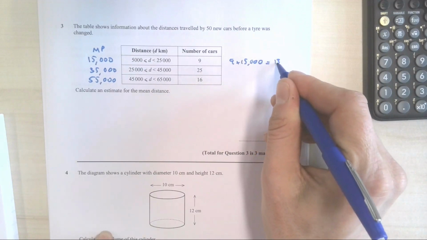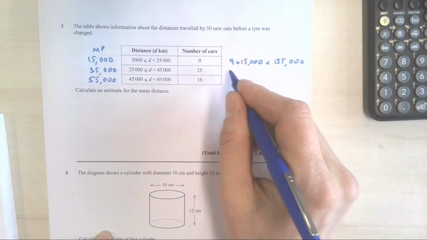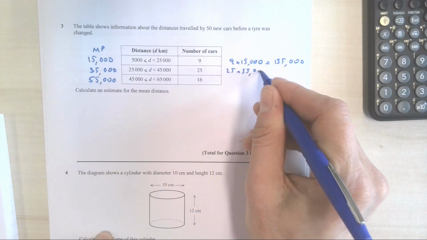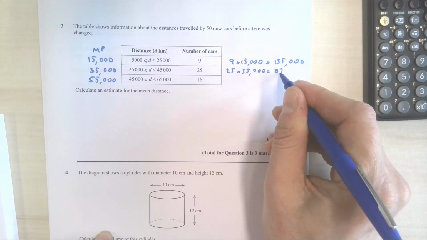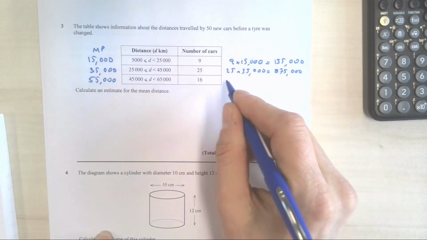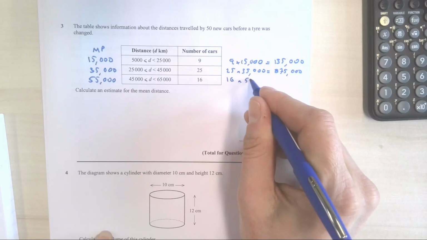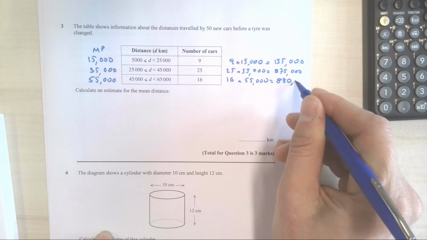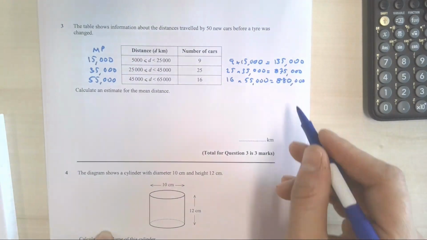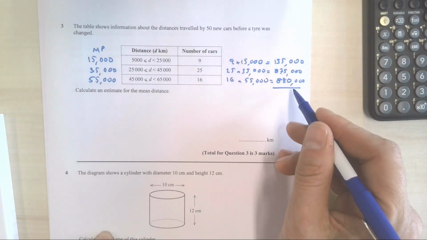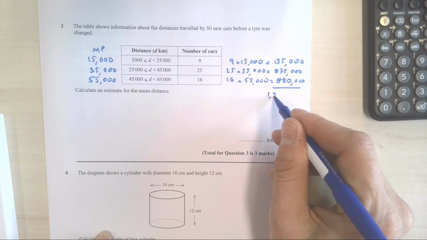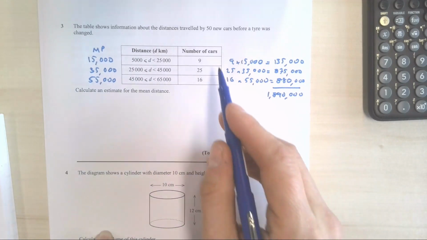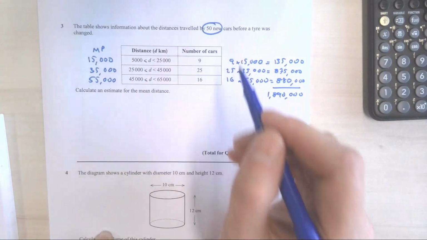Now to get my totals, I'm going to do 9 lots of 15,000, which is 135,000. I'm going to do 25 lots of 35,000, which is 875,000. I'm going to do 16 lots of 55,000, which is 880,000. Okay. To get the total, I'm going to add all of this up. That comes to 1,890,000.